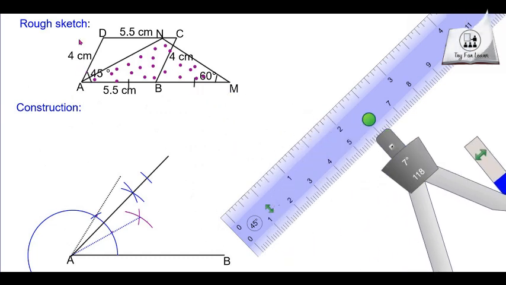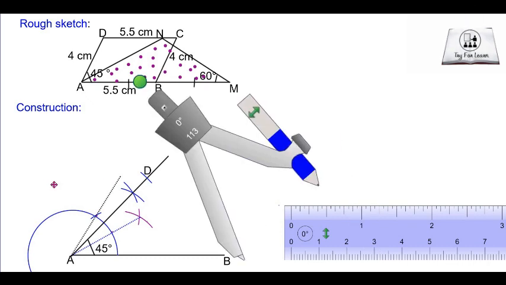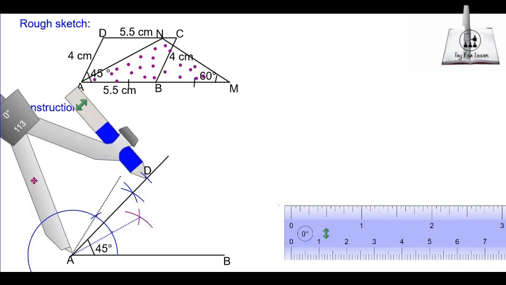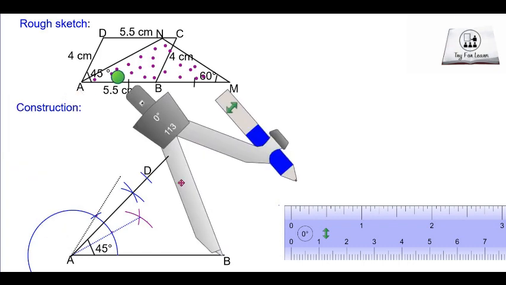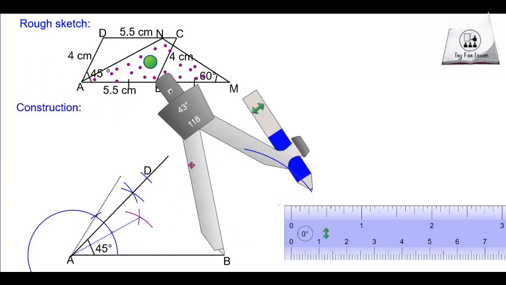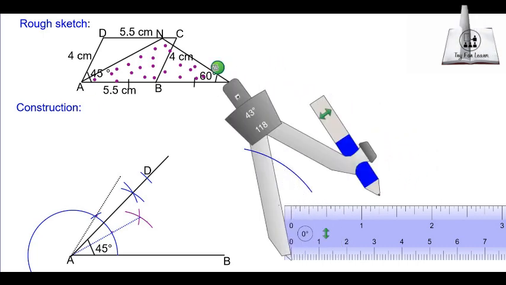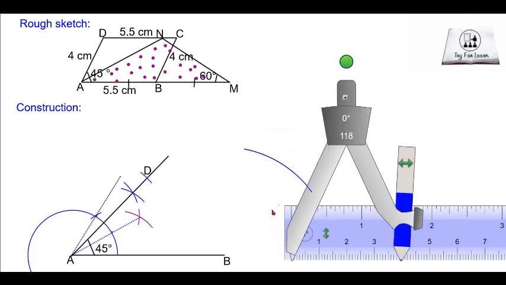This intersecting point is D. According to this question, ABCD is a parallelogram, so the opposite sides of the parallelogram should be equal. Here you see AD is 4 cm, so its opposite side should be 4 cm. So we should cut this arc of 4 cm from vertex B also. And from vertex D, there is a 5.5 cm line segment DC. So we should measure 5.5 cm in the compass, and then take that arc from D.